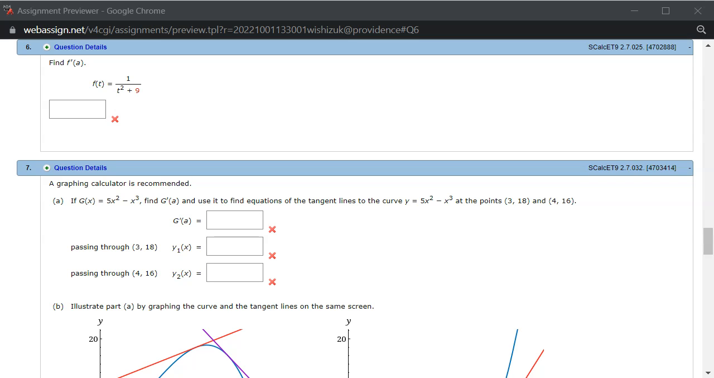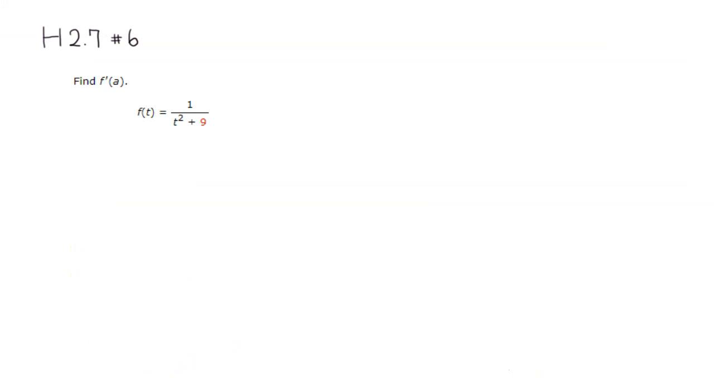All right, let's look at homework 2.7, problem number 6. Let's find f prime of a for this given rational function. Using the definition, we have f prime of a is equal to the limit as h approaches 0.